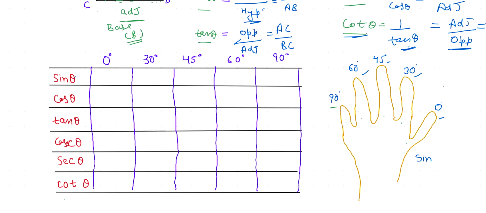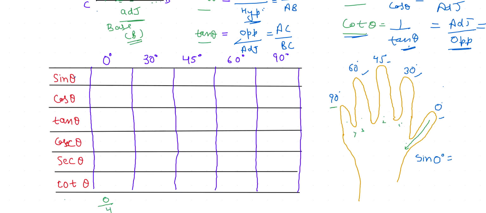So what will be the value of sine 0 degree? This thumb represents 0 degree. You just need to check the number of fingers to the right hand side of the angle for which you are finding the value. There is no finger to the right hand side, so just write 0. Then check the number of remaining fingers, that is 4: 1, 2, 3, 4. Divide it by 4.